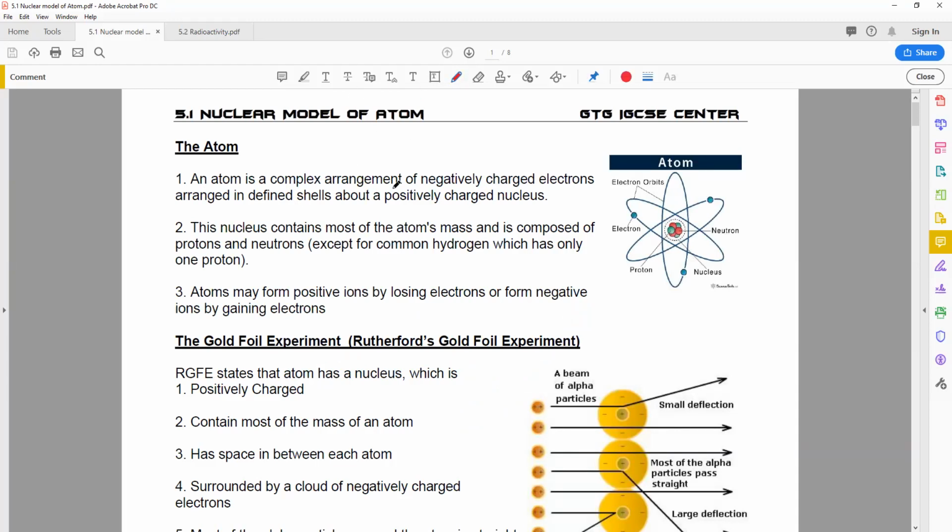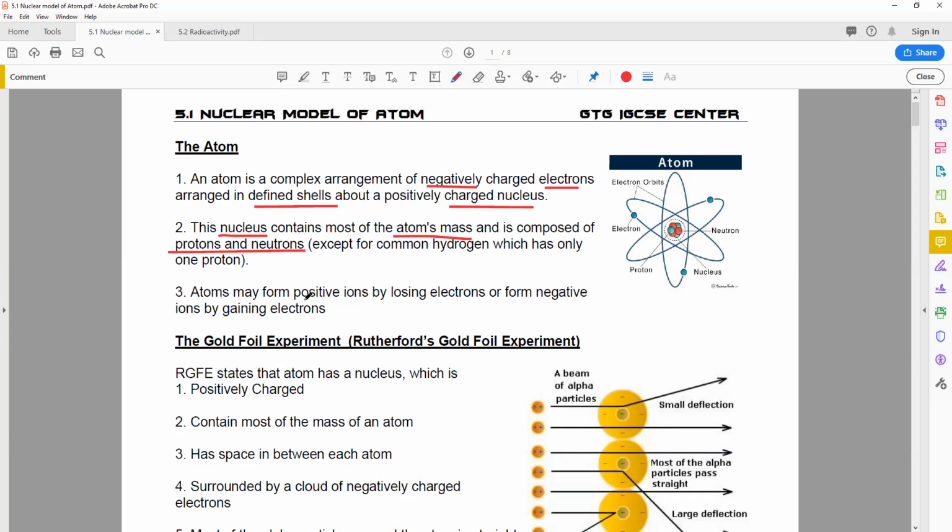Okay, anyways, if you look at the statements here, these are the things that I've mentioned in a more structured manner, guys. An atom is a complex arrangement of negatively charged electrons arranged in defined shells. That's why they call them electron shells, right? About a positively charged nucleus. These are the electron shells. This is the positively charged nucleus here. Then this nucleus contains most of the atom's mass. Most of the atom's mass is inside the nucleus, and is composed of protons and neutrons.